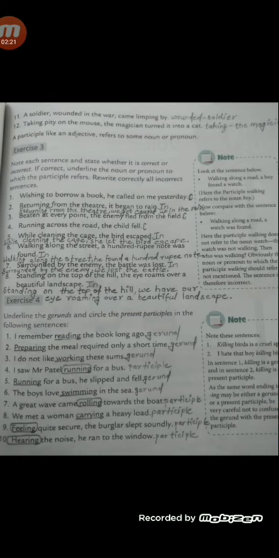Then the fourth one: "Running across the road, the child fell." Okay, who was running across the road? The child. That's why it is also a correct sentence.